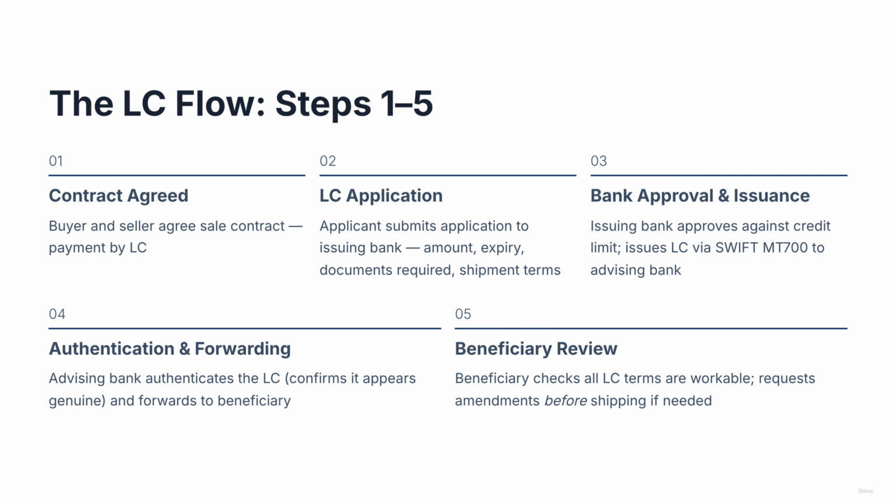The buyer and seller agree on a sale contract and specify that payment will be made by letter of credit. The applicant goes to the issuing bank, submits an LC application detailing the amount, expiry date, required documents, and shipment terms. The bank approves it against the applicant's credit limit and issues the LC to the advising bank via SWIFT MT700. The advising bank authenticates the LC and forwards it to the beneficiary. The beneficiary reviews it carefully, checking that every condition is something they can actually meet. If any term is problematic, this is the moment to request an amendment, before shipment, not after.